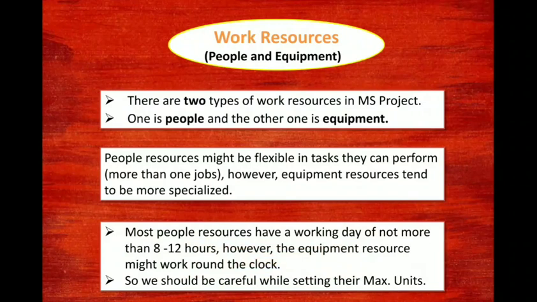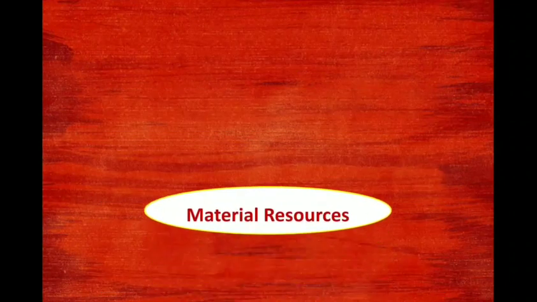Most people resources have a working day of not more than 8 to 12 hours. However, the equipment resource might work around the clock. Why? Because of ergonomics, that is the human science. Your body has some limit wherein a human resource cannot work beyond 12 hours. The minimum limit should be 8 hours. If he is working more than that, it should be given as overworking time. So we should be careful while setting the maximum units. This also we shall see in our practical session.